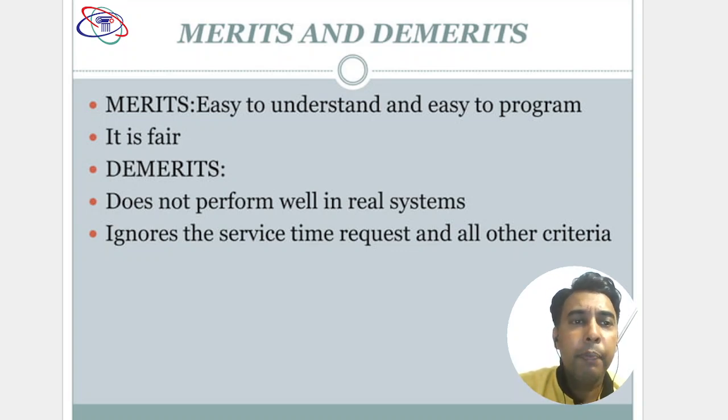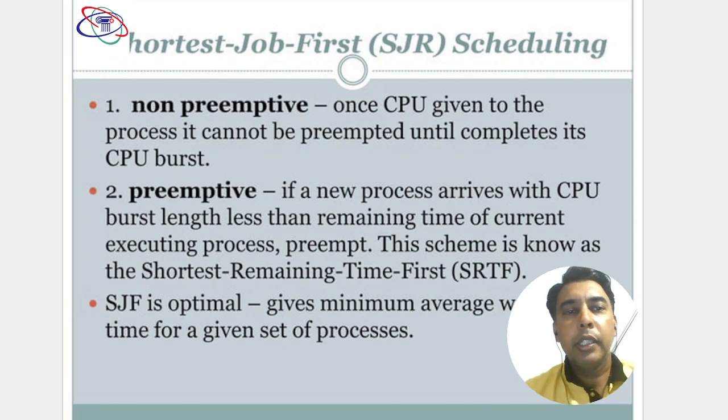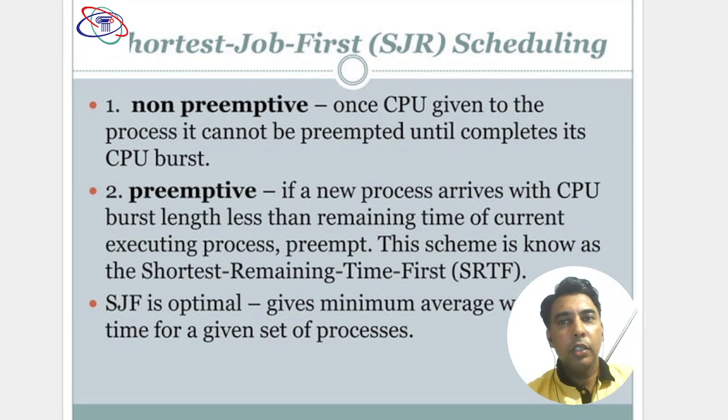The first one is that it does not perform well in a real system, so we cannot use it in a real system. FCFS also ignores the service time request and all other criteria that can be utilized in other scheduling algorithms. The next algorithm we can discuss is shortest job next or shortest job first.